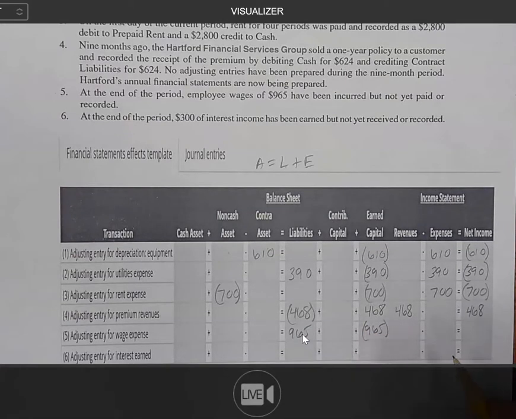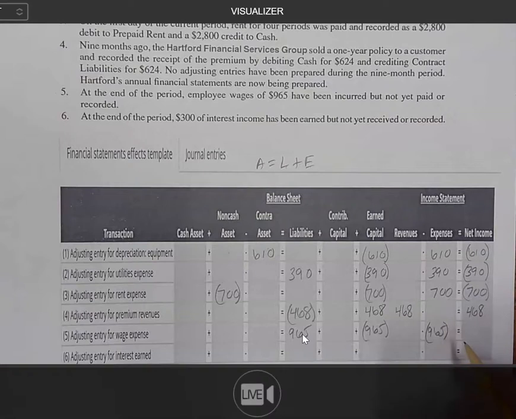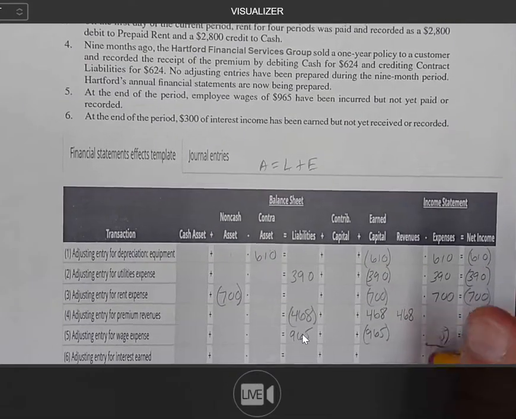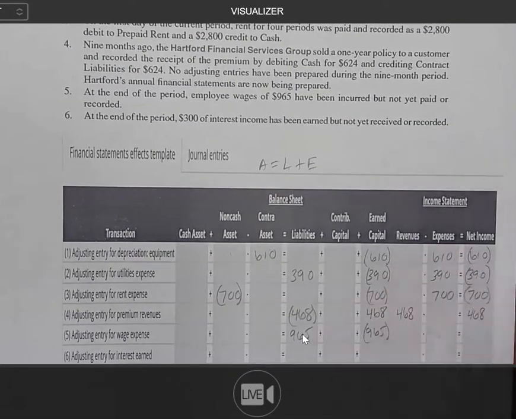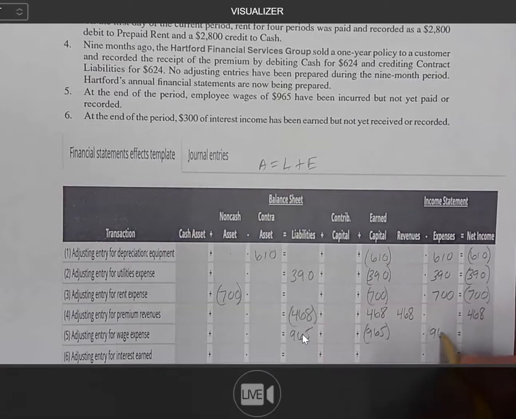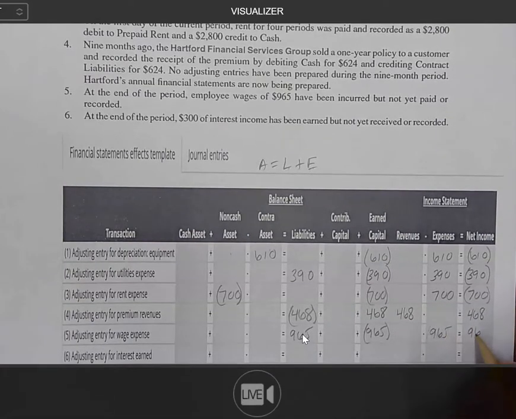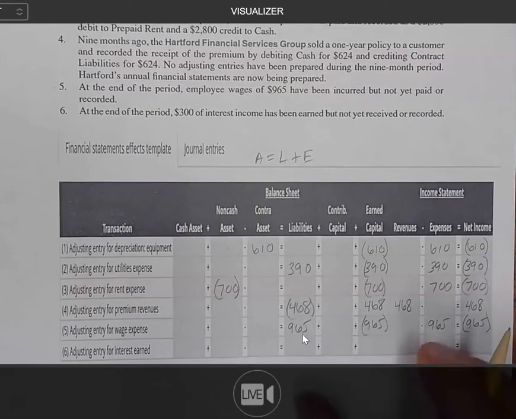All right. We're on the income statement. Expenses have gone up by $965 because, again, we record the expense when it's incurred. I'm sorry, I put parentheses around that. Let's fix that right quick. $965, and net income actually would go down by $965.